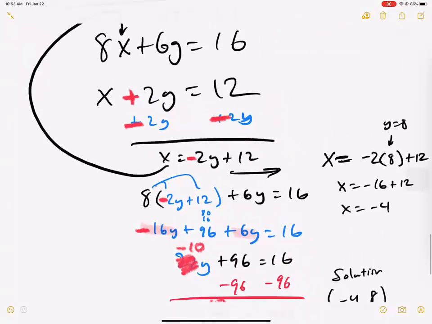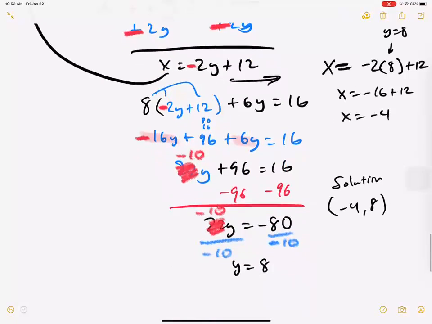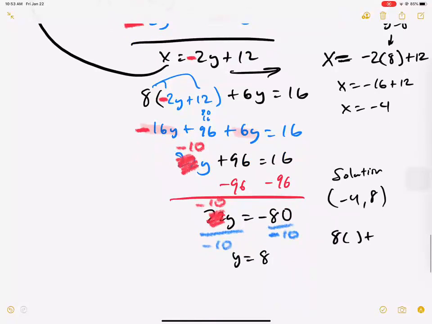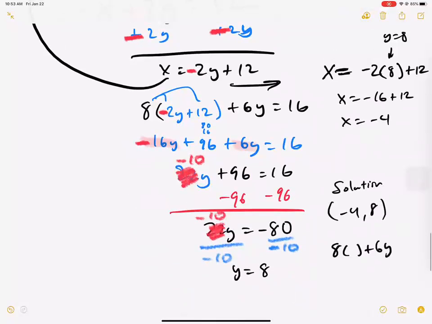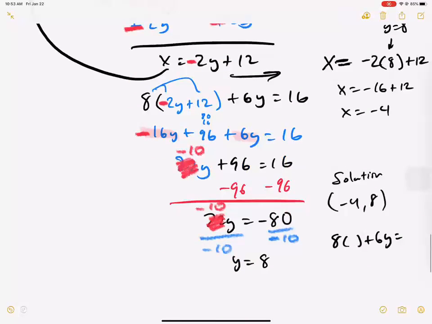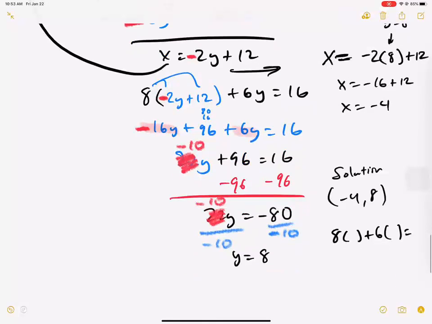To double check the solution to make sure this is true, let's go ahead and plug it into our first equation, our ugly one, 8x plus 6y equals 16. Now what variables are we plugging in? We're going to plug in x and plug in y, negative 4 and 8. And if this is true, we have a solution, and we verified it. Negative 32 plus 48, does that equal 16? Yes, it does. So this is the correct solution.